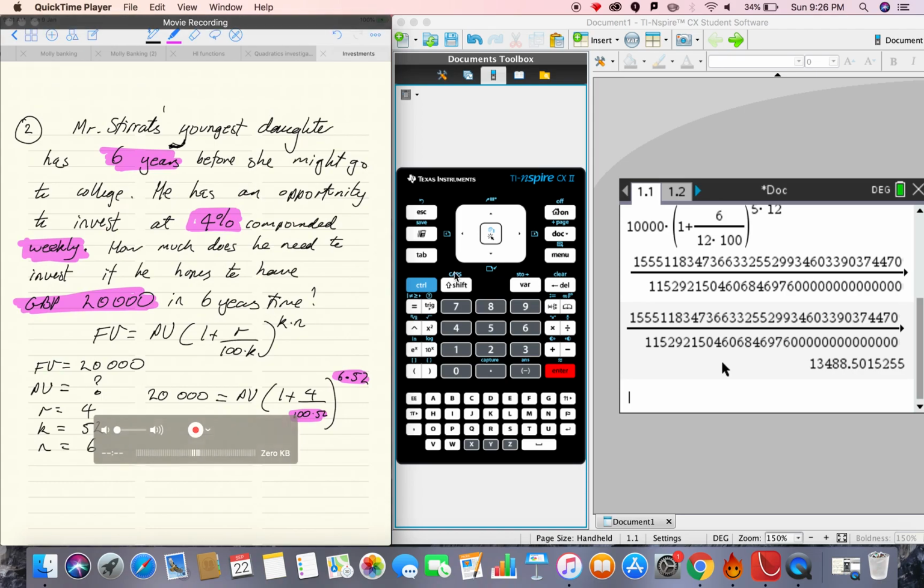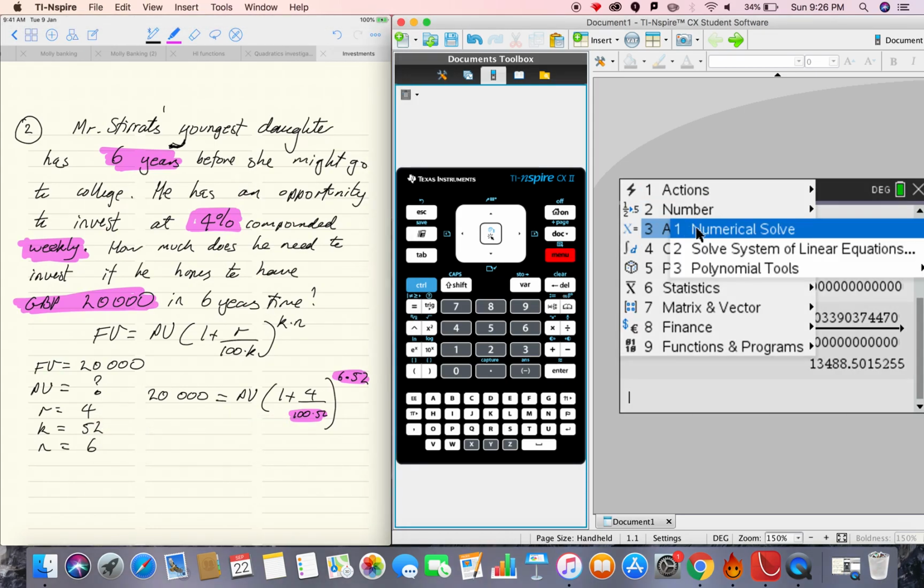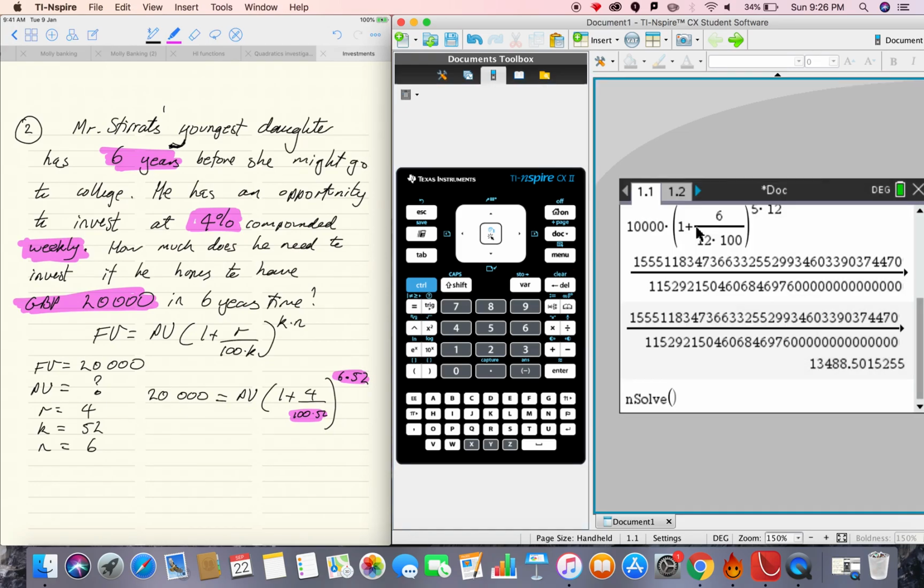So here we have to go to menu, algebra, and numerical solve. We want to solve this equation, so we type the equation exactly how it is. PV, you've got to call it some variable. I'm going to call it X. So X is the variable we're trying to solve for.